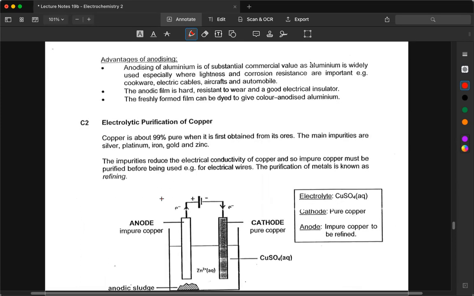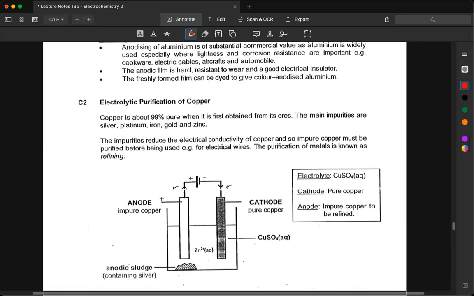Another application is something you learned before at O level, the electrolytic purification of copper. So copper itself is about 99% pure when you first obtain it from its ores. Because it's not a very reactive metal, it doesn't form the oxide so easily. Even if it forms oxide, you can use a reducing agent to remove the oxygen easily. There are still some impurities mixed with copper. This 1% will be the silver, platinum, iron, gold, and zinc.